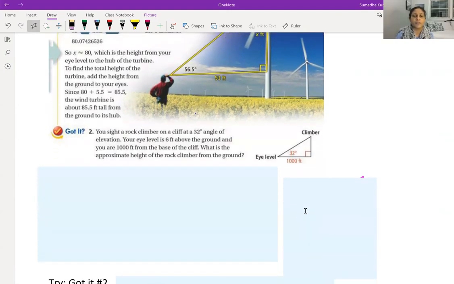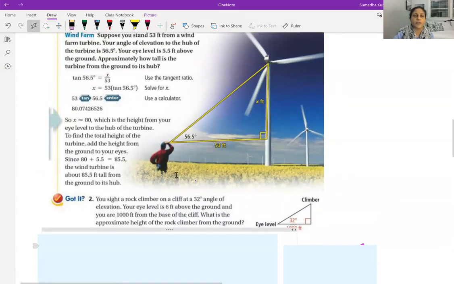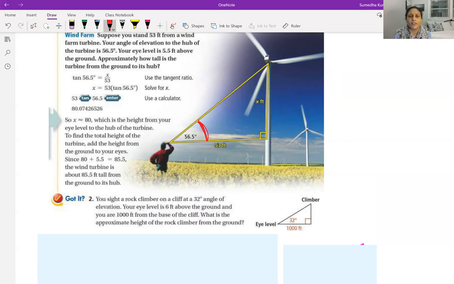So in order to do this question, you do have to think a little bit, but I do want to show you that what they are doing is that they're looking at this angle, and the tan of this angle is x over 53. So you have tan of 56.5 is equal to x over 53. And so you multiply both sides of the equation by 53. So x is equal to 53 times tan 56.5, which you put in the calculator. It turns out that x is equal to 80.